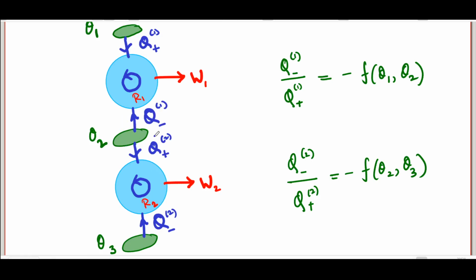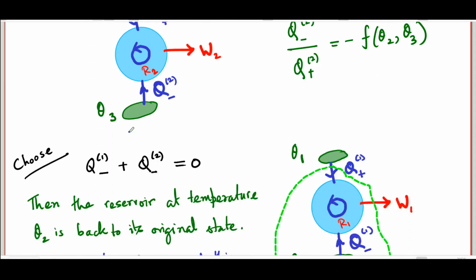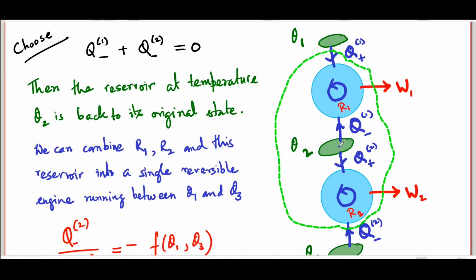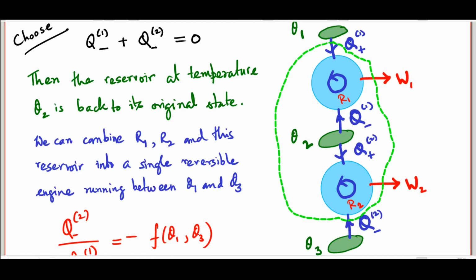But if we want to put this second reservoir inside my engine, I have to ensure that it is also back to its original state. But that is easy enough to do. We already know how to do it. All you have to ensure is Q1 minus plus Q2 plus, which is the net energy released by this reservoir, has to be 0. So the moment you choose Q1 minus plus Q2 plus to be 0, then the reservoir in the middle is back to its original state. And that means now we can combine R1, R2 and this reservoir together into a single reversible engine which is running now between two reservoirs, one at temperature theta 1, the other down below at temperature theta 3.